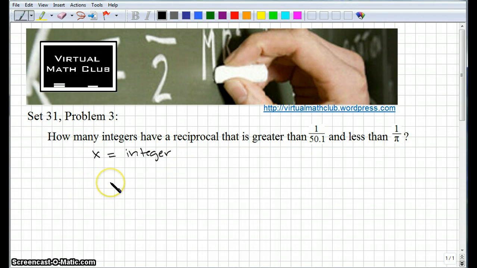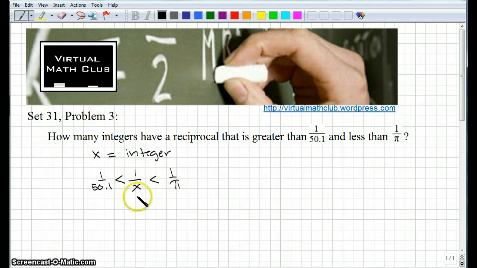So we're going to take the reciprocal of that integer, 1 over x, and that should be greater than 1 over 50.1 and less than 1 over pi. Alright. Well, these are numbers that are smaller than 1, okay? So I want to turn this around so I can get numbers that I can count. So what I want to do is take the reciprocal of everything.